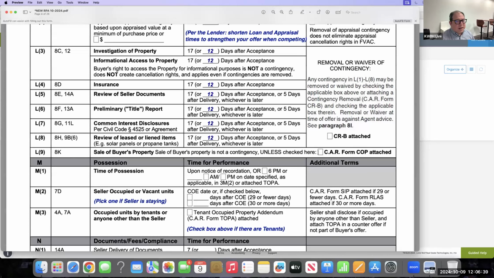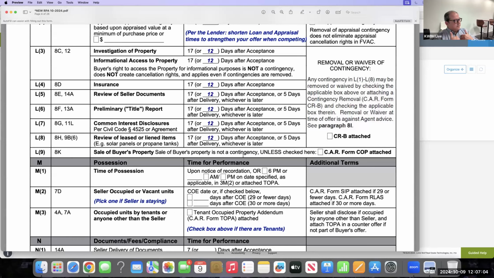They have a property that they need to sell in order to buy. It could be a 1031 exchange, but we're talking here about a primary residence mostly. But now, if your buyer needs to sell another property, you're gonna check this box. It's gonna pull up form COP, contingency of property.